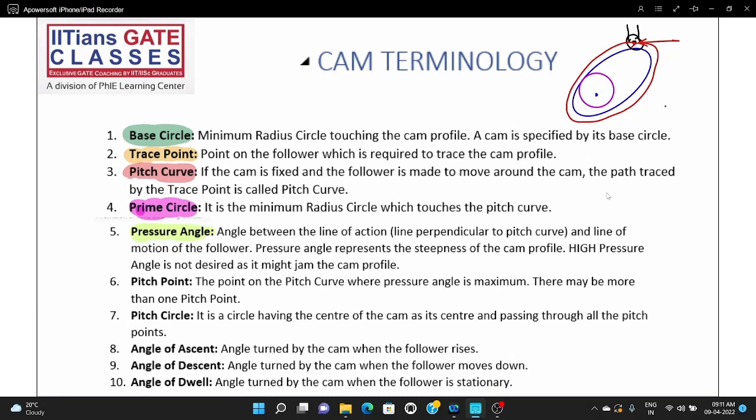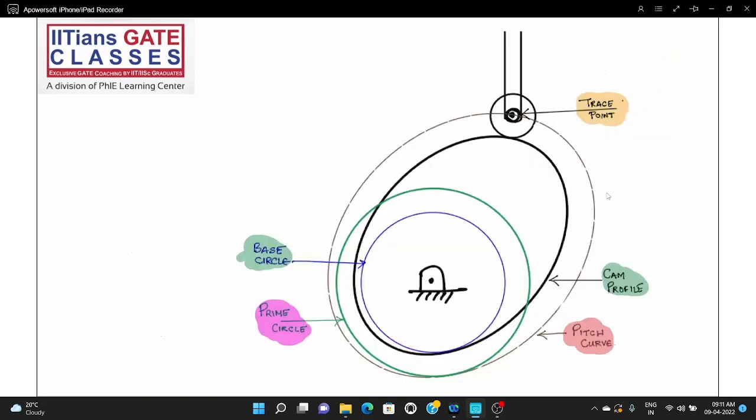Pressure angle represents the steepness of the cam profile. Please remember, pressure angle represents the steepness of the cam profile. A high pressure angle is not desired as it might jam the cam profile. So how to show the pressure angle?